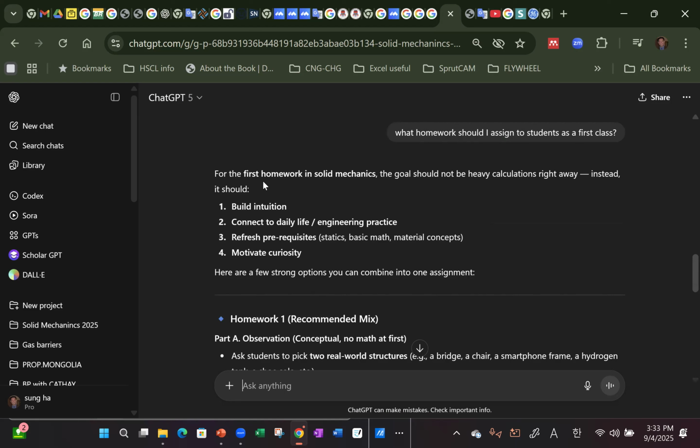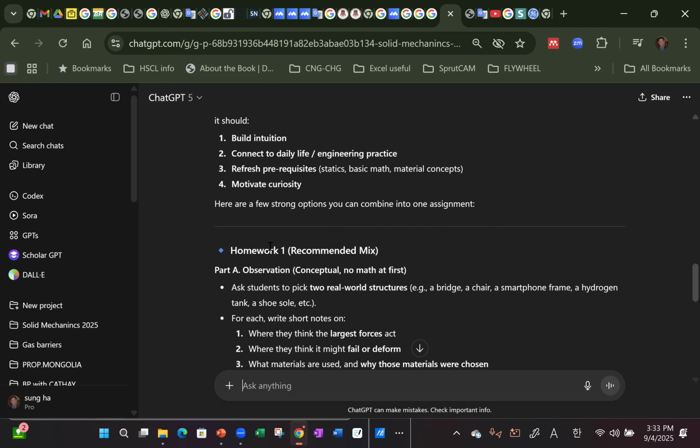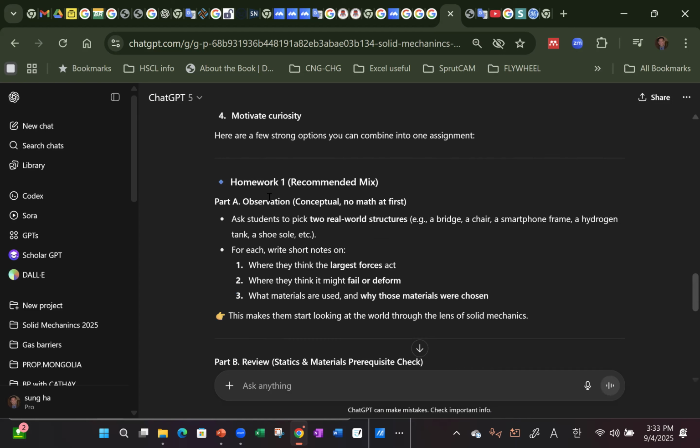For the first homework in solid mechanics, the goal should not be heavy calculation. Okay, I agree, and you agree as well. Instead, you should build intuition, connect to daily life, engineering practice, and refresh prerequisites. Okay, this is the homework 1 assigned to you. Part A, observation, conceptual, no math at first.